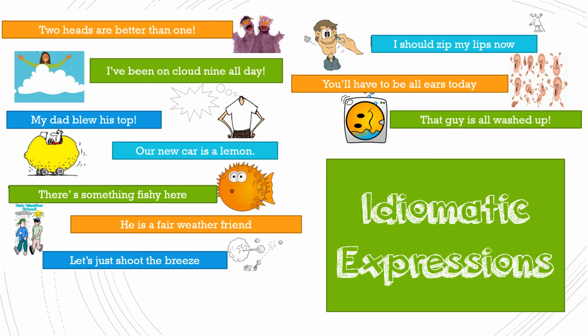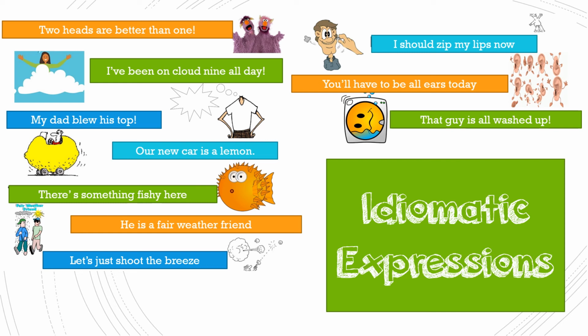Idiomatic expressions. Two heads are better than one. It means that group work can work better than working on your own. I have been on cloud 9 all day. It means that you have been extremely happy. My dad blew his top. It means he became angry. Our new car is a lemon. So it means that the new car has got mistakes or faults. There's something fishy here. Means something is not quite right. He is a fair weather friend. So he's just friends with you when he feels like it. The rest of the time, this guy is not friends with you.